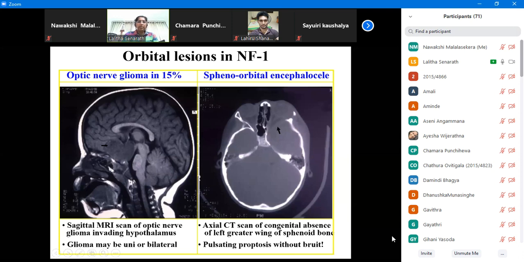And optic nerve glioma, you can see it can affect the optic nerve, invading the hypothalamus. It spreads onto the hypothalamic area because it travels through the chiasm.